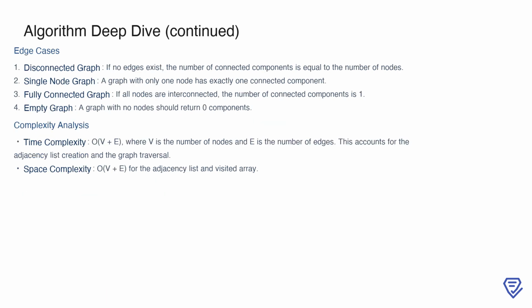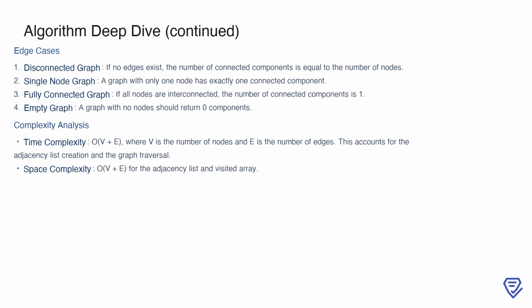There are a few edge cases to consider when solving this problem. In a disconnected graph with no edges, the number of connected components will equal the number of nodes, since each node is isolated. For a graph with just one node, there will always be exactly one connected component. On the other hand, a fully connected graph, where every node is reachable from every other node, will have only one connected component no matter how large the graph is. Finally, if the graph is empty, meaning it has no nodes at all, the number of connected components should naturally be 0.